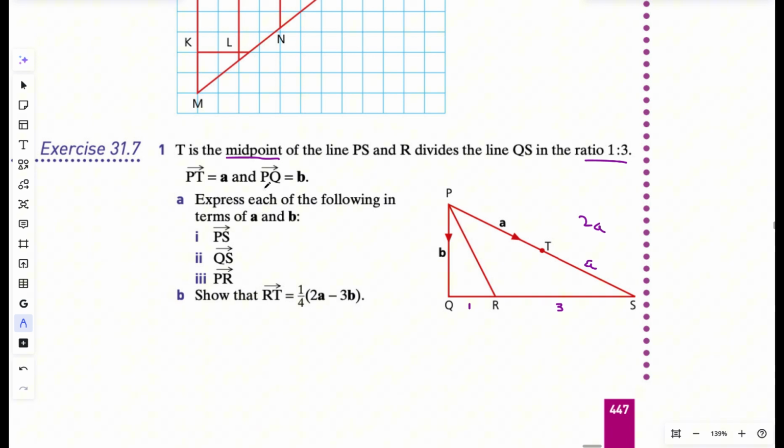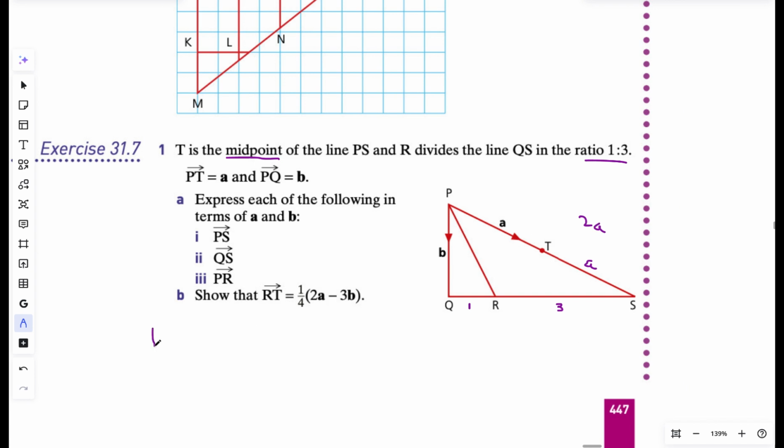And PQ is B. Look, PQ is B. So this journey from here to here is B. Now express each of the following in terms of A and B. They want us to express whatever they give us in terms of A and B. Find PS. We've already explained that. PS will be A plus A, which is 2A.